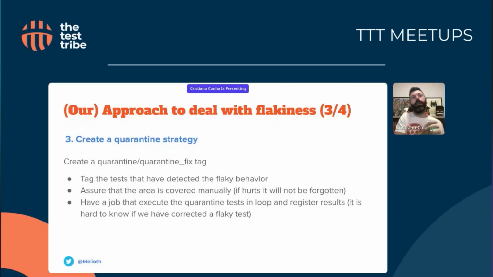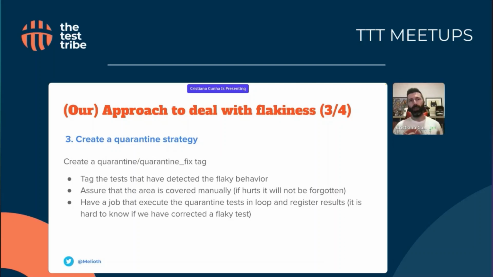So if you are removing an automated check, adding the quarantine tag, that means it will not be executed. You need to add a manual test in order for that area to be covered. And it hurts, so it will not be forgotten, because sometimes when you have these quarantine strategies and you are just adding quarantine tags to the tests, they just are forgotten there and never solved. So if you have the manual tests, and the guys that are doing manual validations have one more test that they need to do that could be covered by automated, but it's not because it's in quarantine waiting to be fixed, it will help a lot.